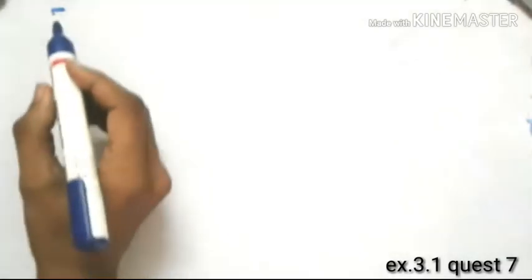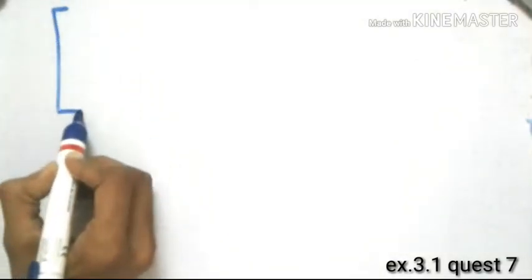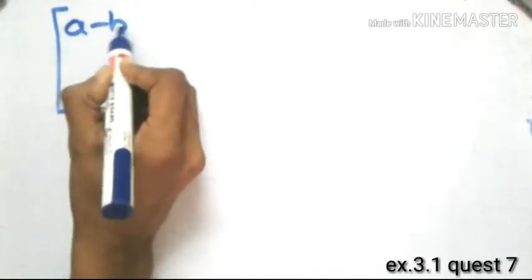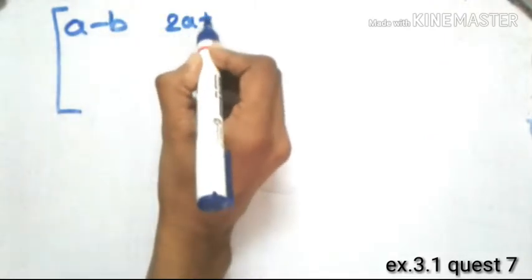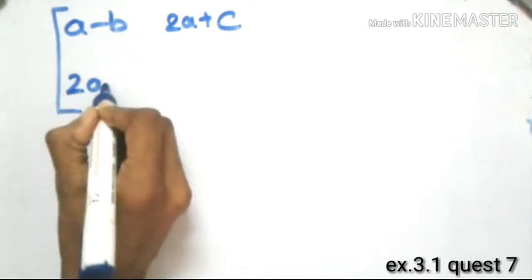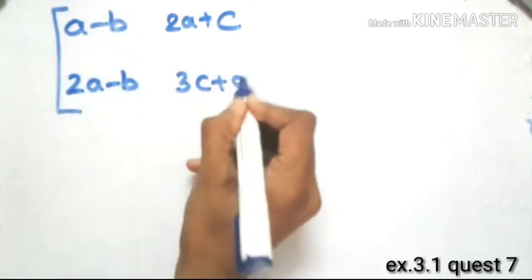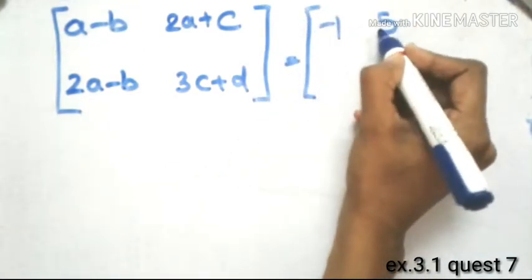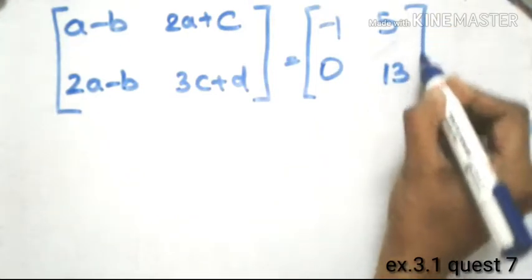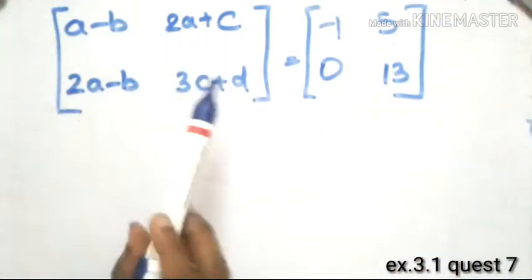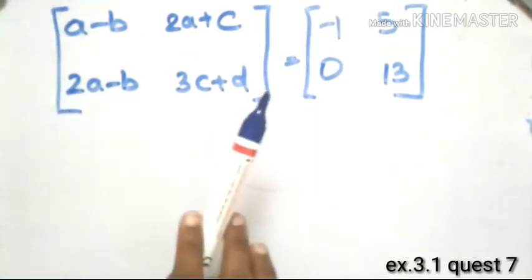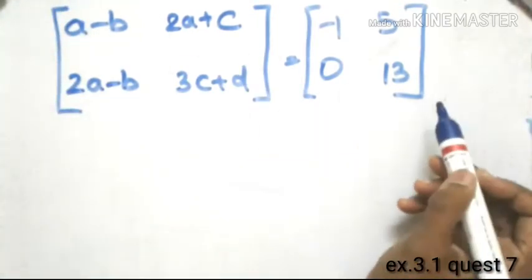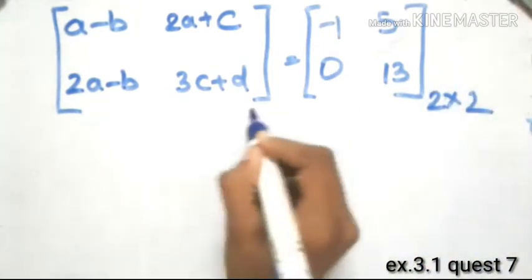The 7th question says that we have to find the values of A, B, C and D, and they have given us again an equality of matrices. Let's write the matrix. A minus B, 2A plus C, 2A minus B, 3C plus D. This is equal to minus 1, 5, 0 and 13. What do we have to find? A, B, C and D. They are just confined to one matrix. That's a good thing. Now let's see what is the order. The order is 2 by 2.